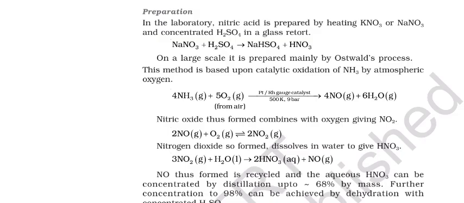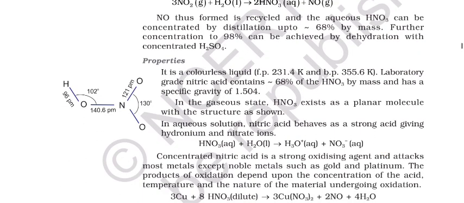On a large scale, it is prepared mainly by Ostwald's process. This method is based upon catalytic oxidation of NH3 by atmospheric oxygen. 4NH3 + 5O2 gives 4NO + 6H2O. The nitric oxide thus formed combines with oxygen giving NO2. Nitrogen dioxide so formed dissolves in water to give HNO3. NO thus formed is recycled and the aqueous HNO3 can be concentrated by distillation up to 68% by mass. Further concentration to 98% can be achieved by dehydration with concentrated H2SO4.